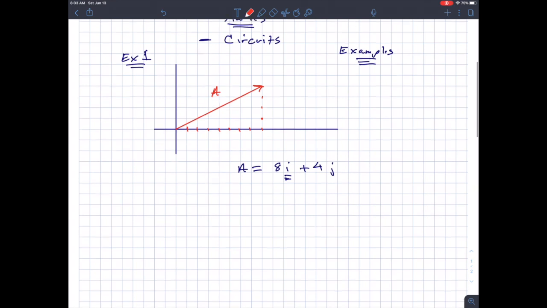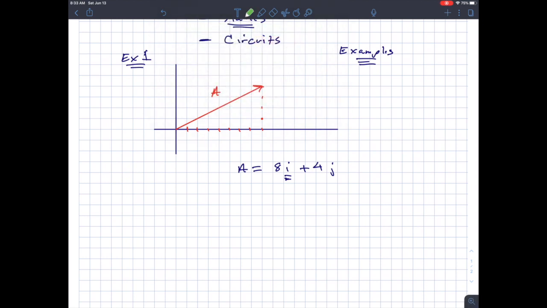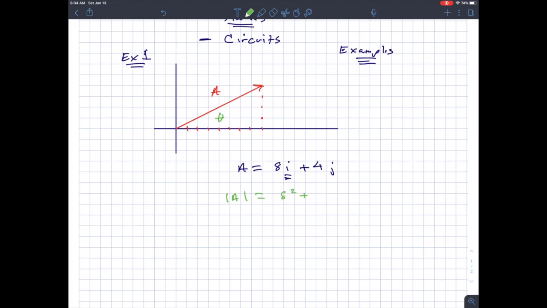A lot of times it becomes important to look at representing A in terms of its length and its angle. This would be a polar coordinate if you had polar coordinates in high school. We could take a look at the magnitude of A. The magnitude of A would be this length, and we know from the Pythagorean theorem that this would be the square root of 8 squared plus 4 squared. I didn't calculate that number, but you can get the magnitude A.